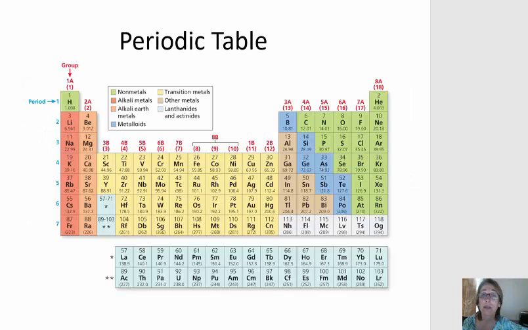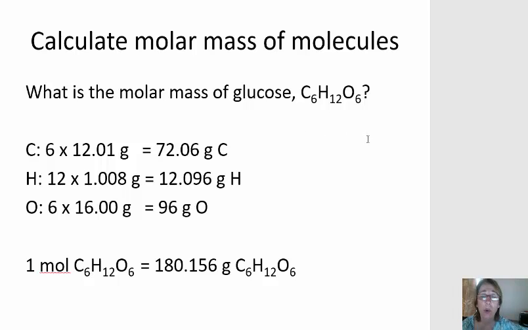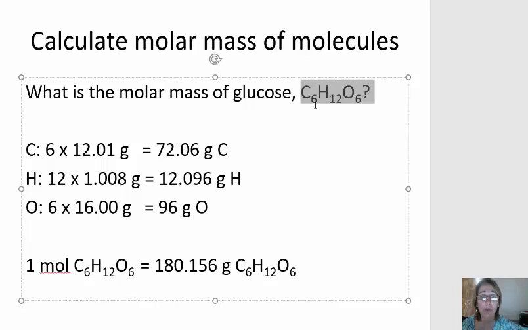And we know what the mass of a mole of each of these elements are by looking at the periodic table. A mole of hydrogen is 1.008 grams per mole. A mole of carbon is 12.01 grams per mole, and that of oxygen is 16 grams per mole. So to calculate the molar mass of a molecule, we use the subscripts in the chemical formula to tell us how many moles of each element are in a mole of the molecule.